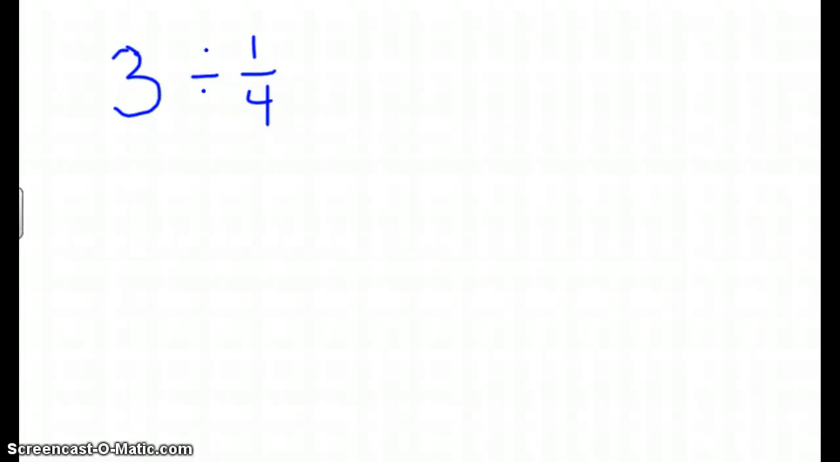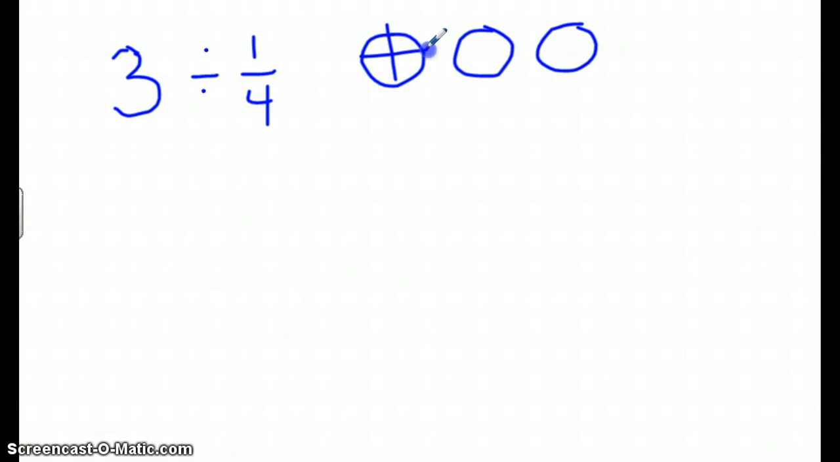I'm going to start easy. Again, if I were to draw pictures for this, I have 3 wholes, and I want to divide each of them into 1/4. And I want to know how many fourths there are here. Well, 3 times 4, that's 12.